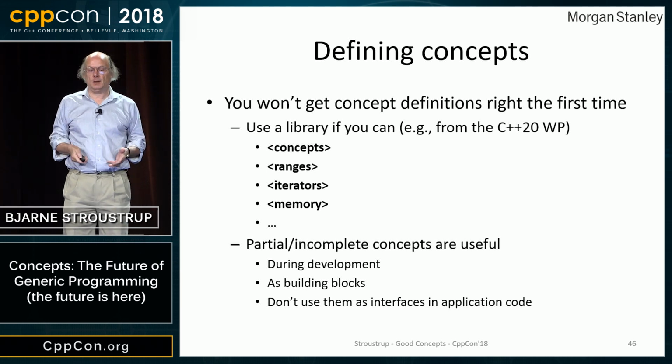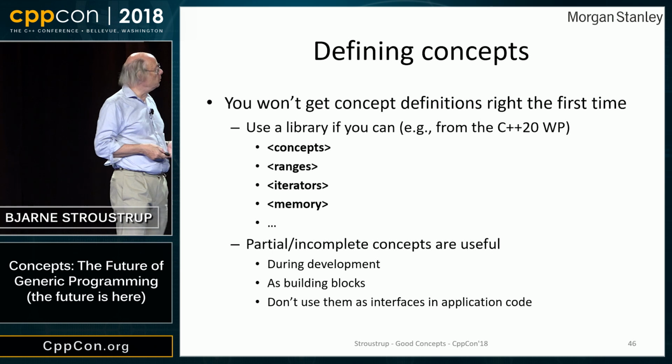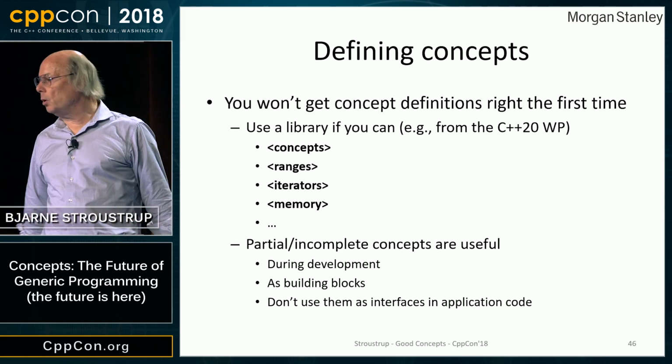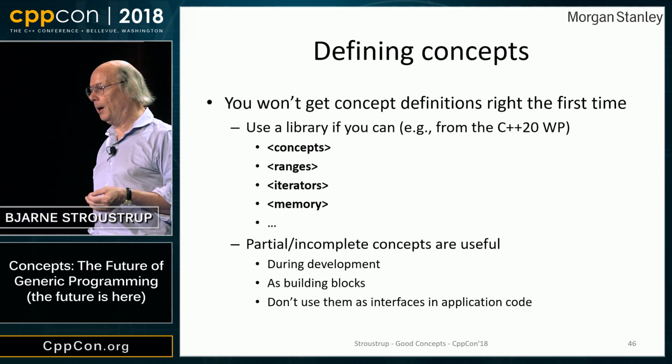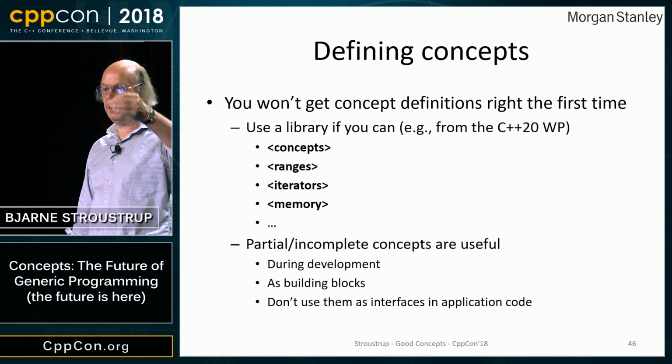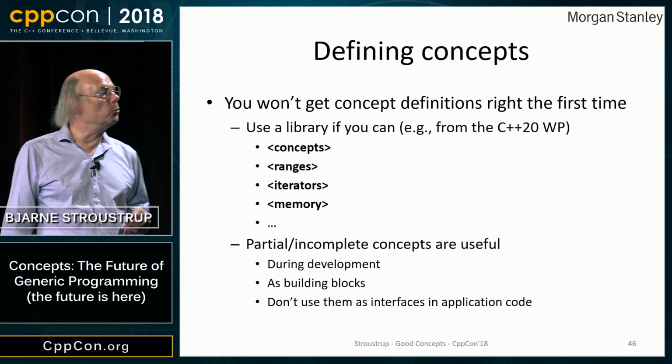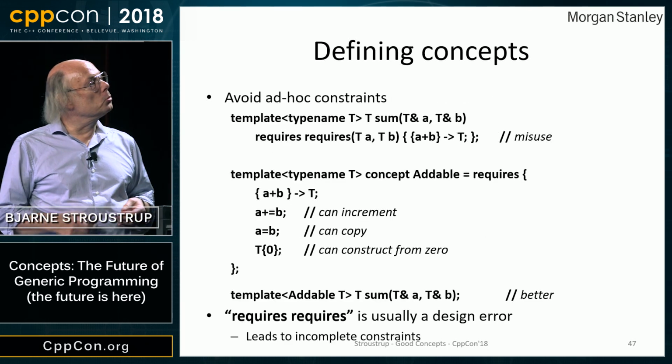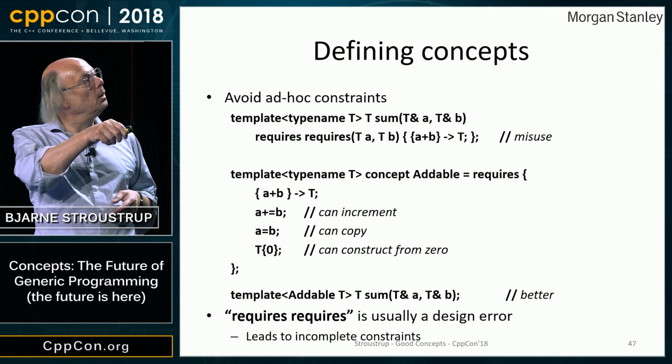How do we get there? Well, there are two things. During development, we're almost going to get it wrong the first time. So we need to get there somehow. Secondly, sometimes we need building blocks. So take an example here.